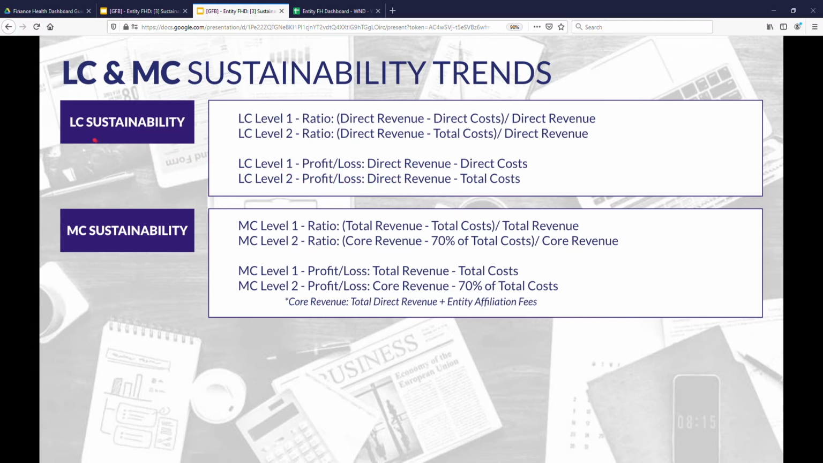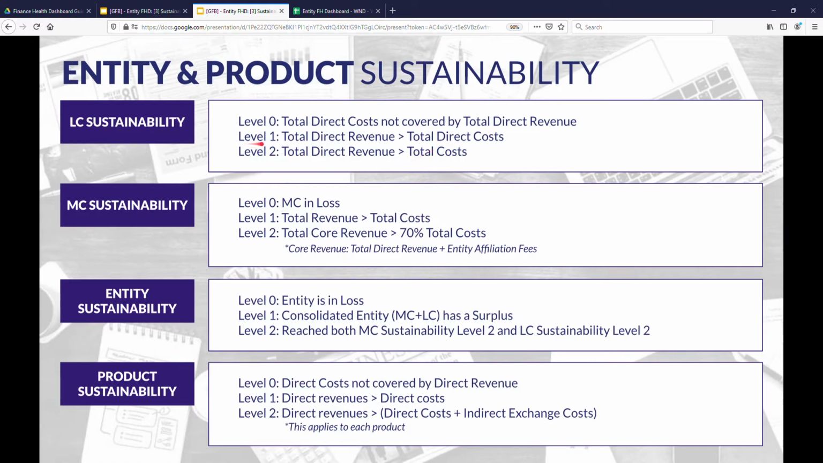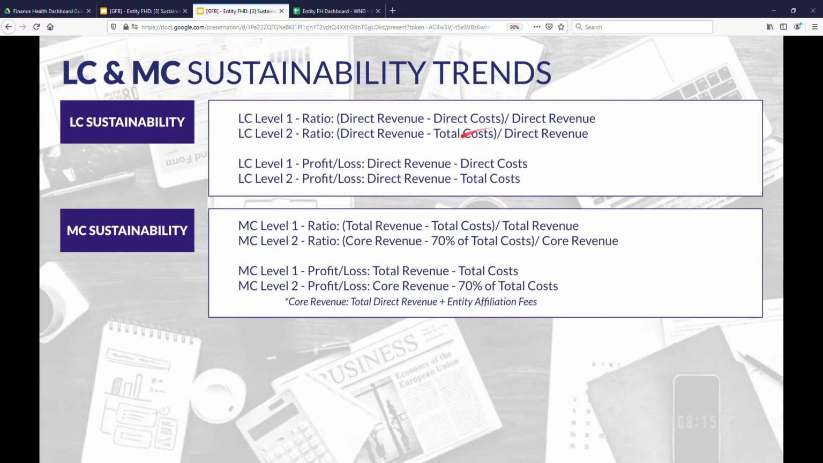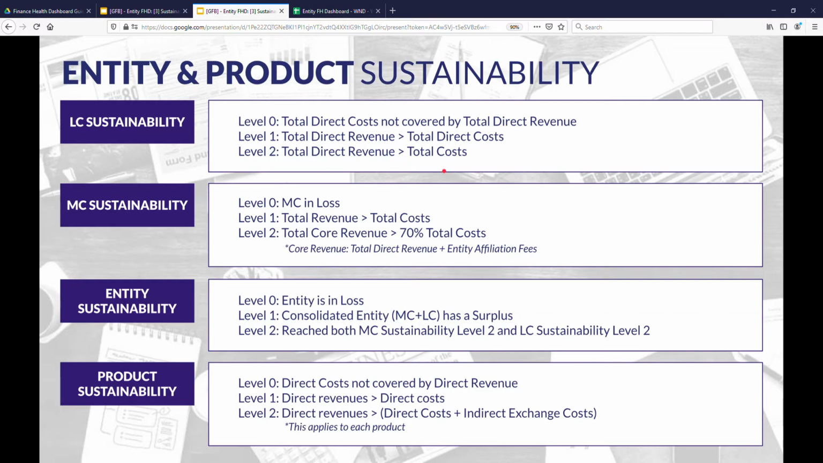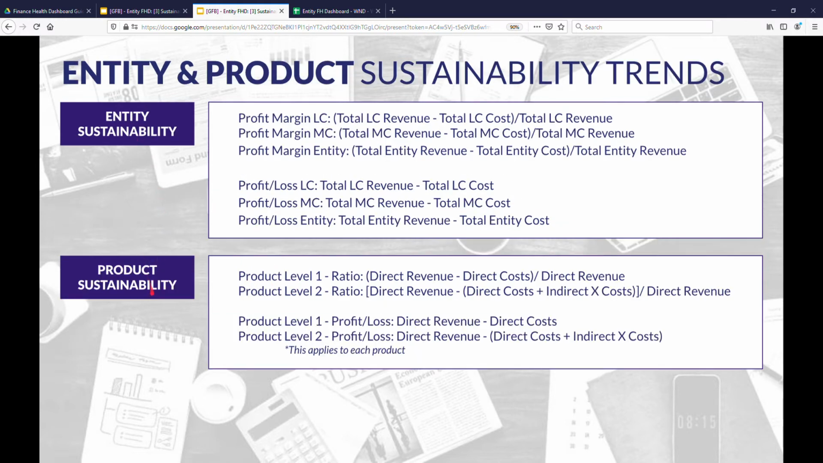As you can see, for example, for LC level 1, the level 1 ratio is direct revenue minus direct cost. It is the same as the level 1 scenario, where direct revenue is bigger than direct cost, so they are quite related to each other. For level 2, it is direct revenue and total cost, and the level 2 scenario is direct revenue should be bigger than total cost. That is how you would calculate the ideal trend. The same application goes for MC and products as well.